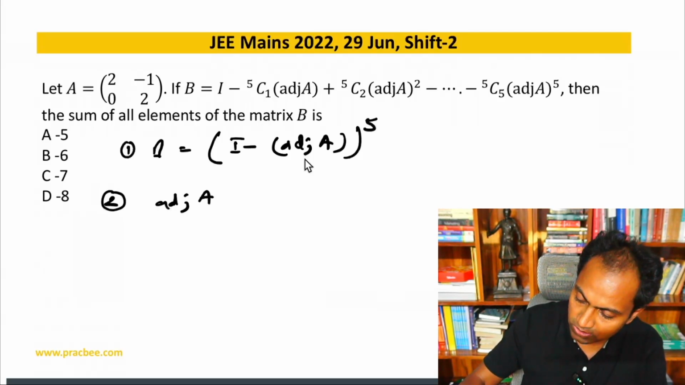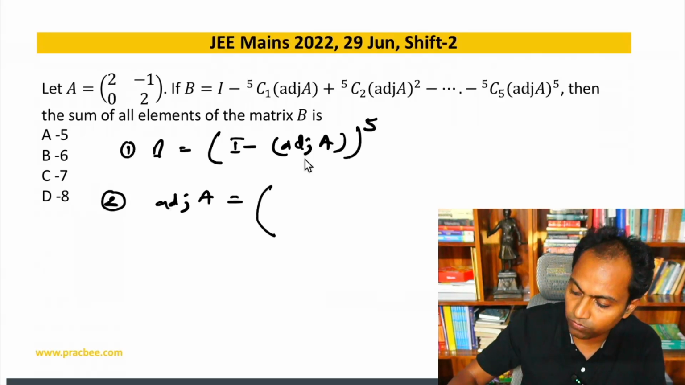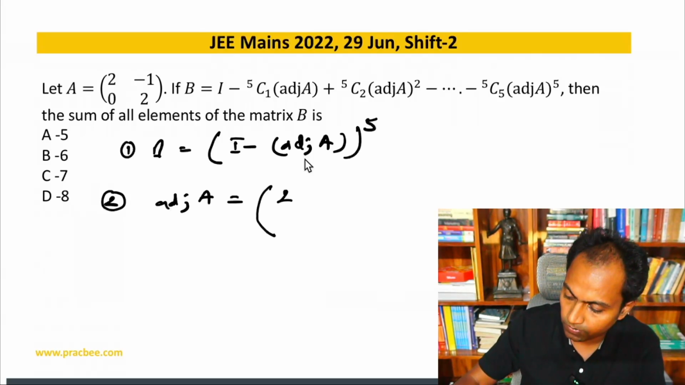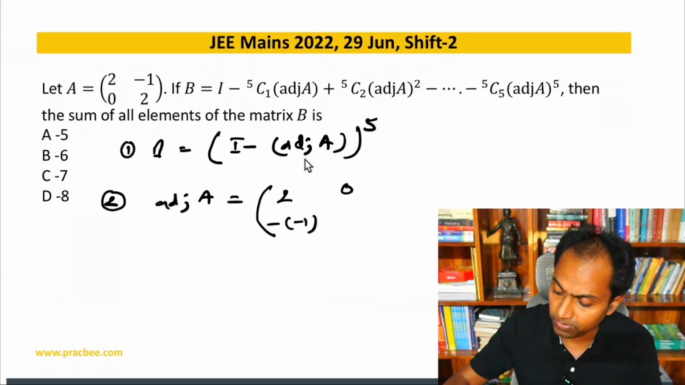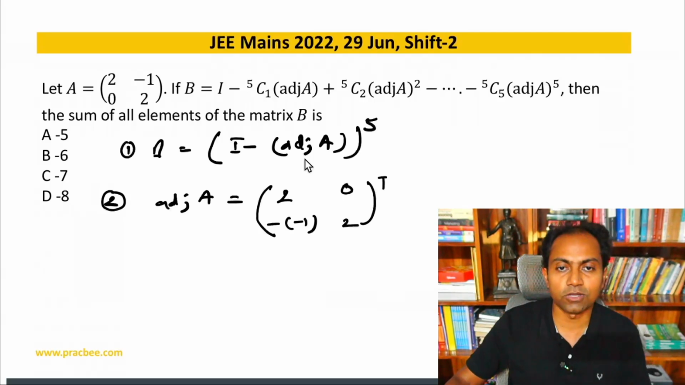As I told you in the starting of this discussion, if I want to find adjoint, I will have to write the cofactors. The cofactor of 2 will become 2. For this next element, it will become 0. For this next element, it will become minus of minus 1, because there is minus 1 raised to the power i plus j. Remember that term. Then you are again going to have to transpose of this. This is not the answer.